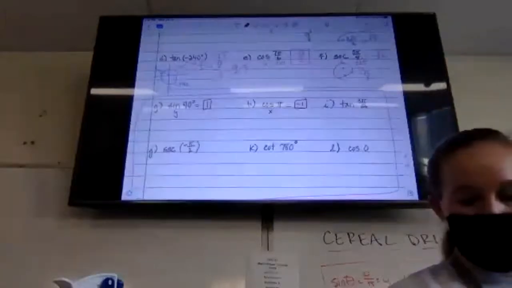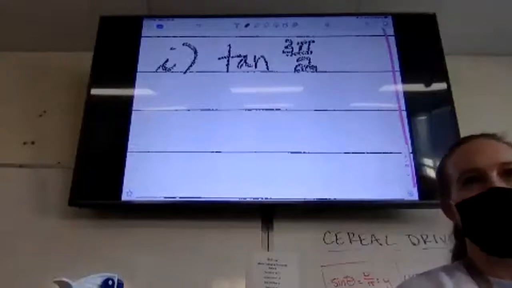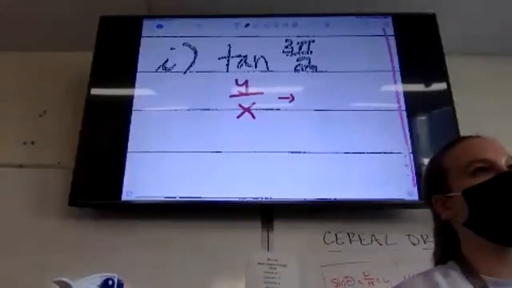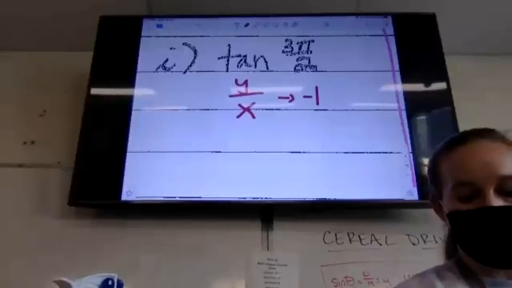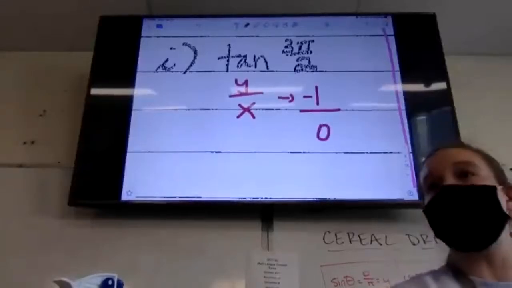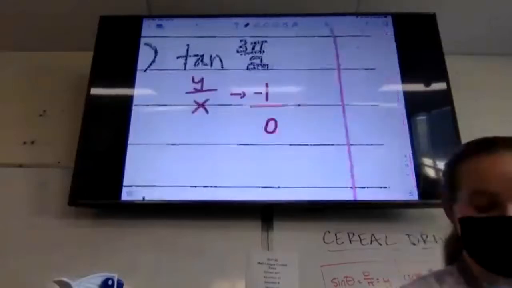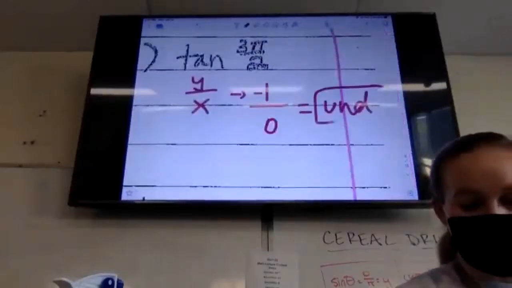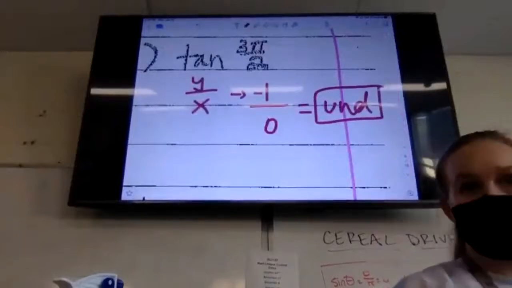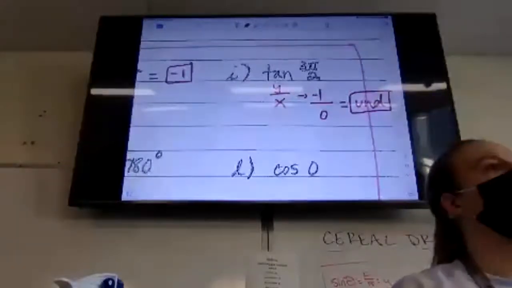All right, tan of 3 pi over 2. Tan is what in terms of X and Y? Y over X. What's your Y at 3 pi over 2? And -1, good. And what's your X? Good. What's anything divided by 0? Nope, undefined, good. If the 0 is on top, then it is equal to 0. But if not, it's undefined, and that's a totally legit answer. That is okay, you will see that. Any questions on the first 3?